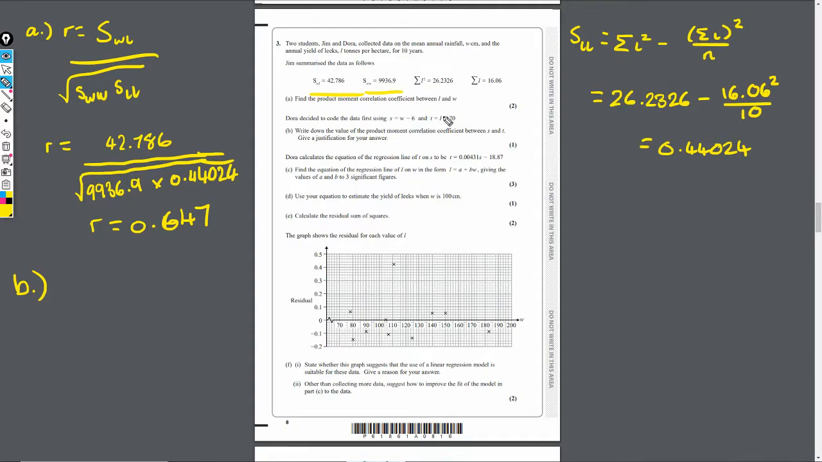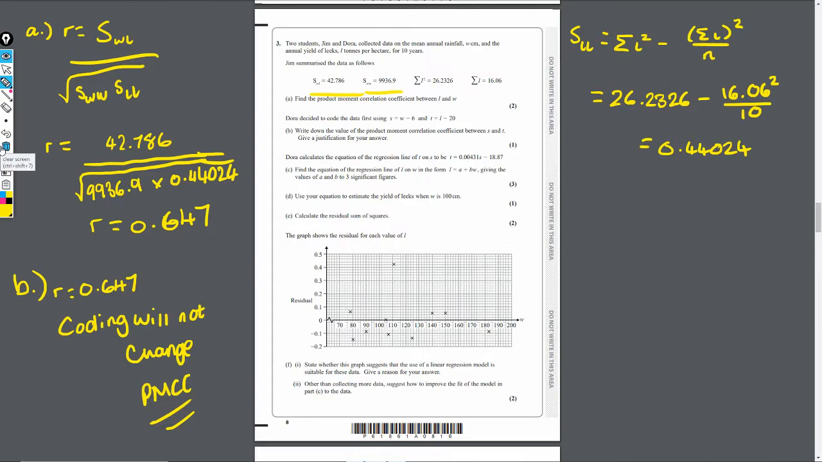Part B tells us that Dora decides to code the data first using these variables here, s equal to w minus 6, and t equal to l minus 20. It just asks us to write down the value of the product moment correlation coefficient between s and t. Now it's only 1 mark, so that should jump out at you that nothing major needs to be done here. The reason is that the correlation coefficient doesn't change because of the fact that she's coding. So r is simply 0.647 again. Just to make it clear, coding will not change the PMCC. So just 1 mark, it doesn't actually change the PMCC.